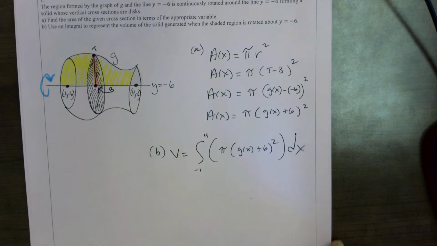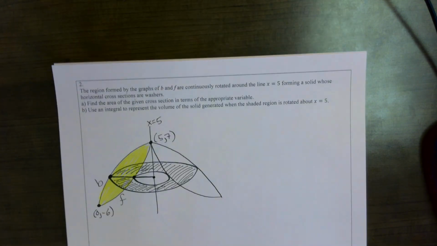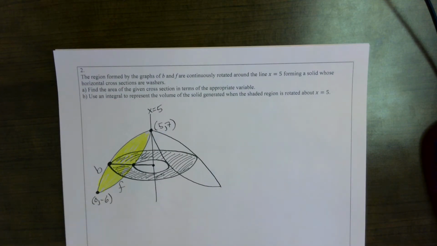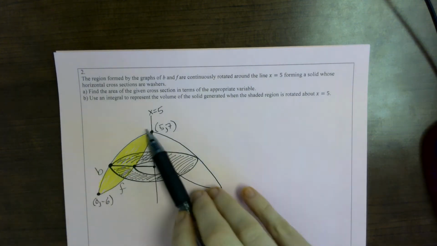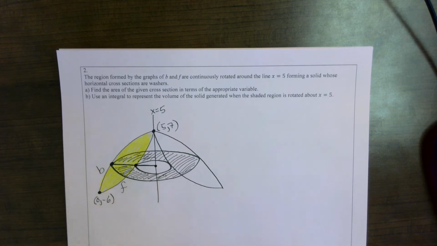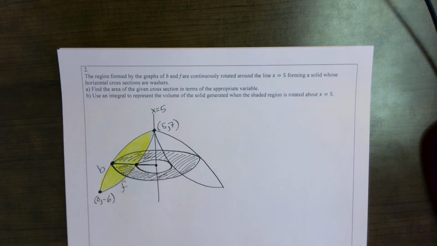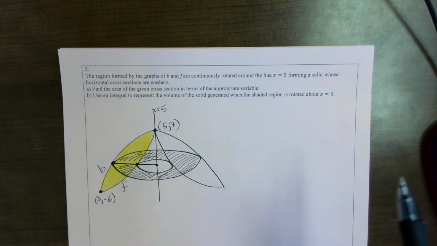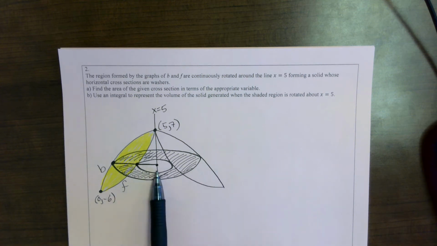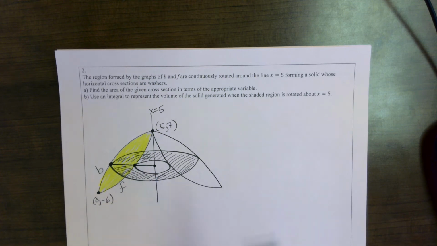Okay, one example down. Second example. The region formed by the graphs of B and F, here's B and F, so this is the region, the yellow region formed by them, is continuously rotated around the line x equals 5, forming a solid whose horizontal cross sections are washers. Find the area of the given cross section, then we're going to do the volume.